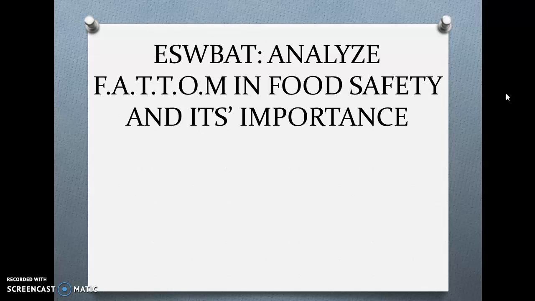Today, you guys are going to be analyzing exactly what FATTOM is, which is also a mnemonic device that you're going to find out what it stands for in a few seconds. And we're going to figure out why it's significant to food safety. So let's get into it.